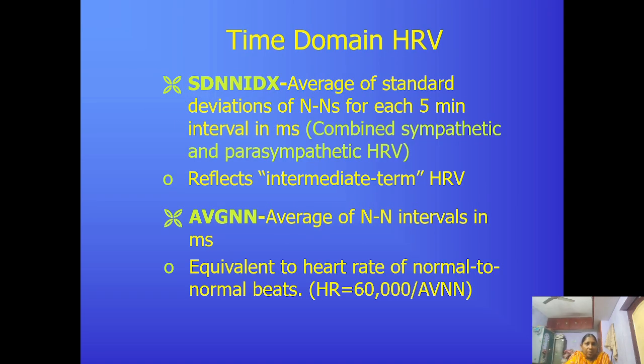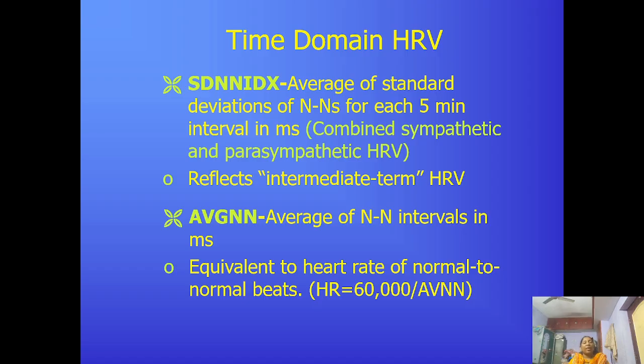Then the next approach is SDNN-IDX. Here they calculate the average of the standard deviation of N to N for each 5-minute interval, in milliseconds. So it combines the response of the sympathetic nervous system as well as the parasympathetic. You know that the sympathetic one will increase the heart rate, and the parasympathetic brings the heart rate back to a normal state. So this reflects the intermediate-term HRV.